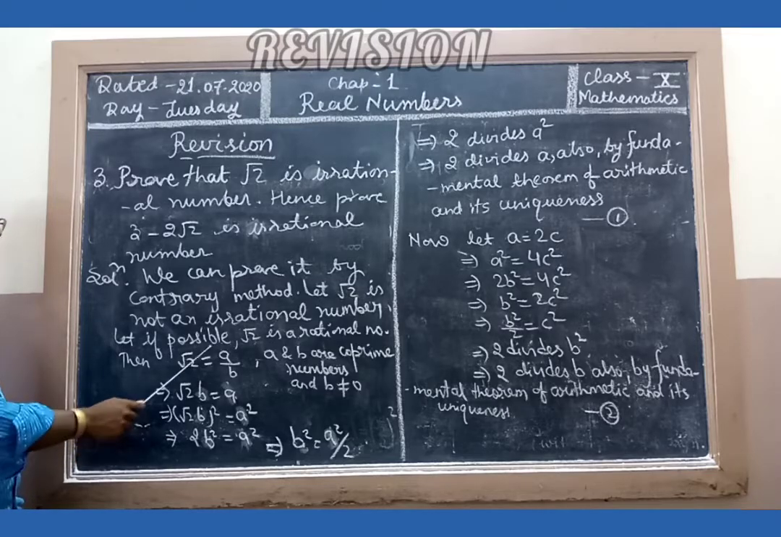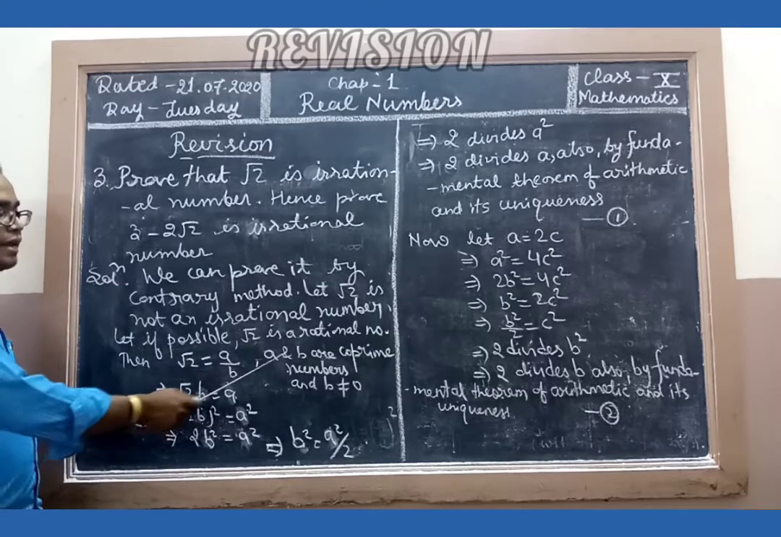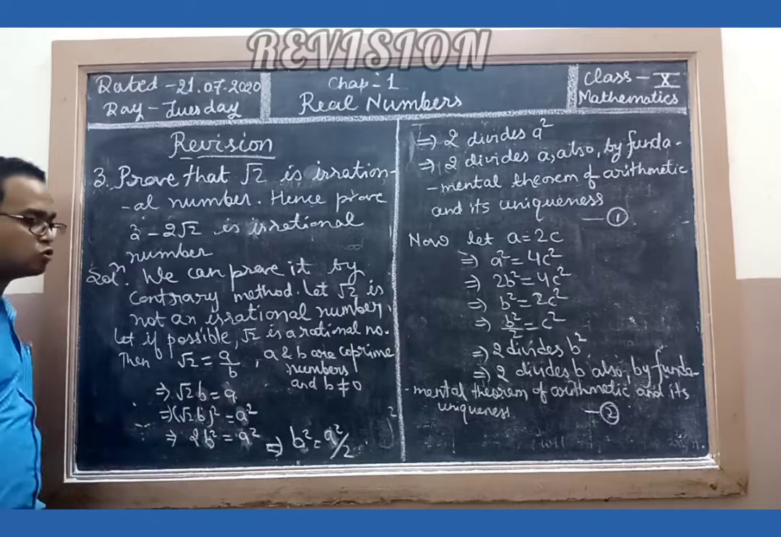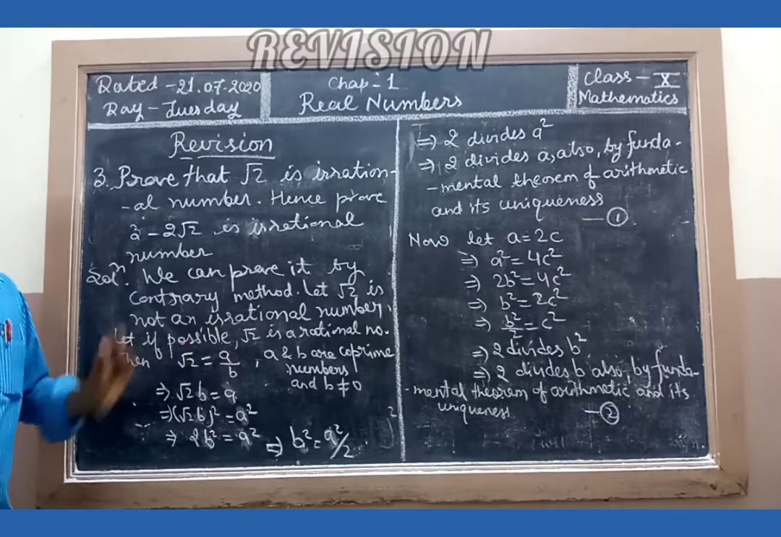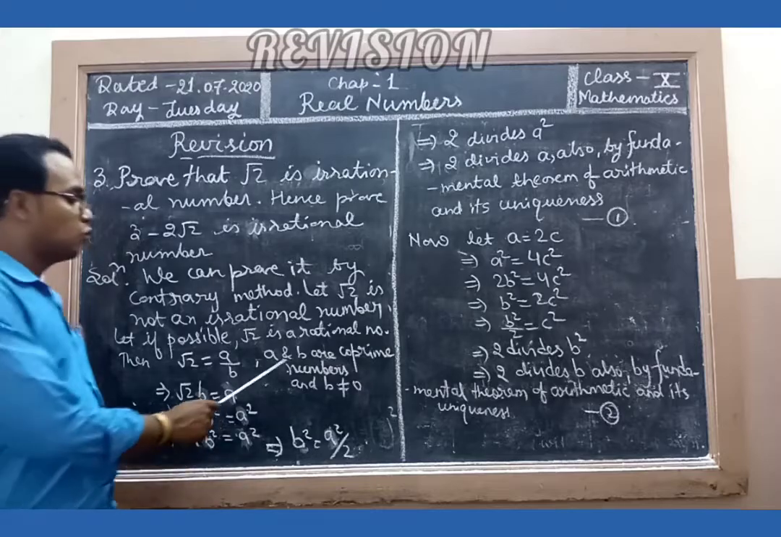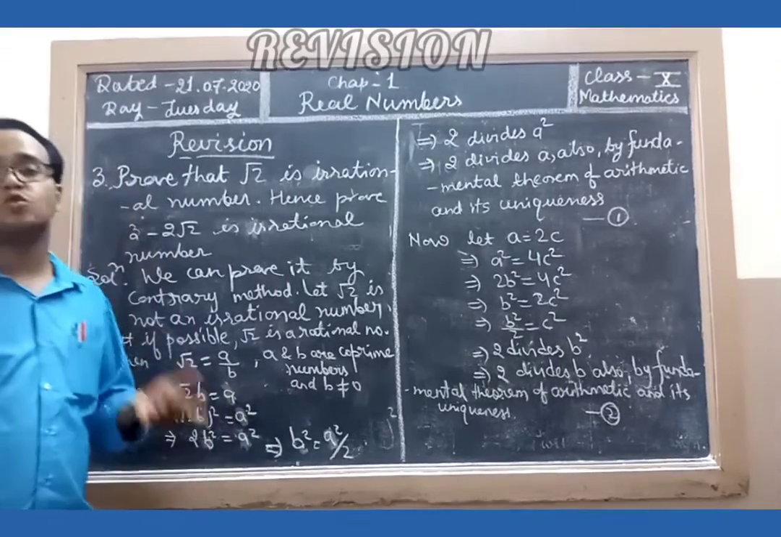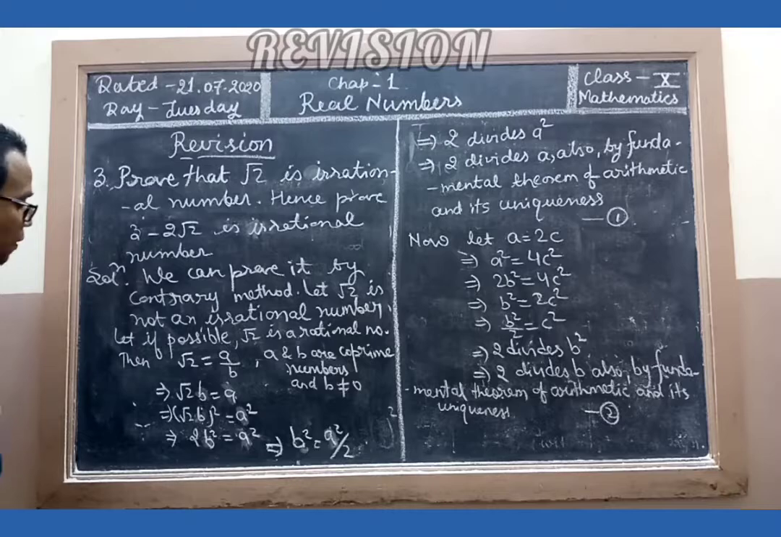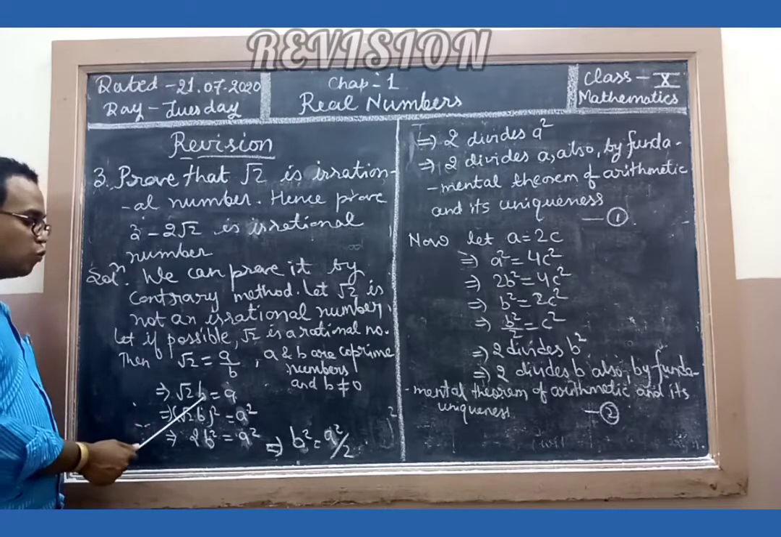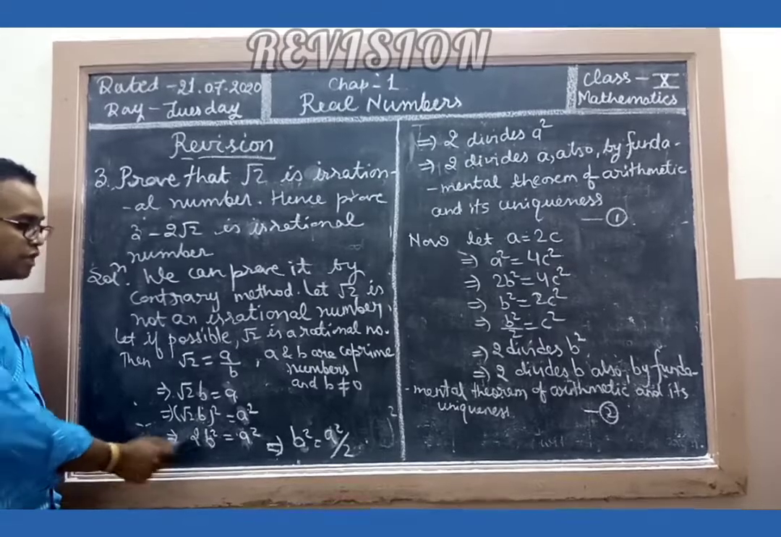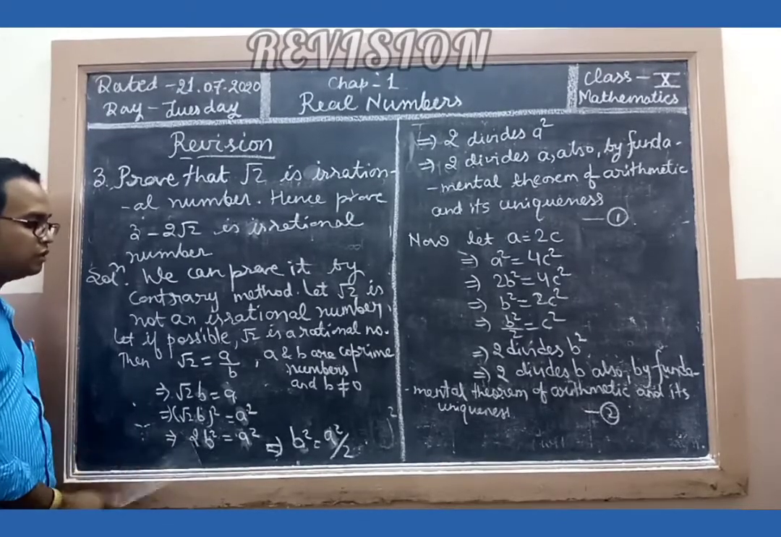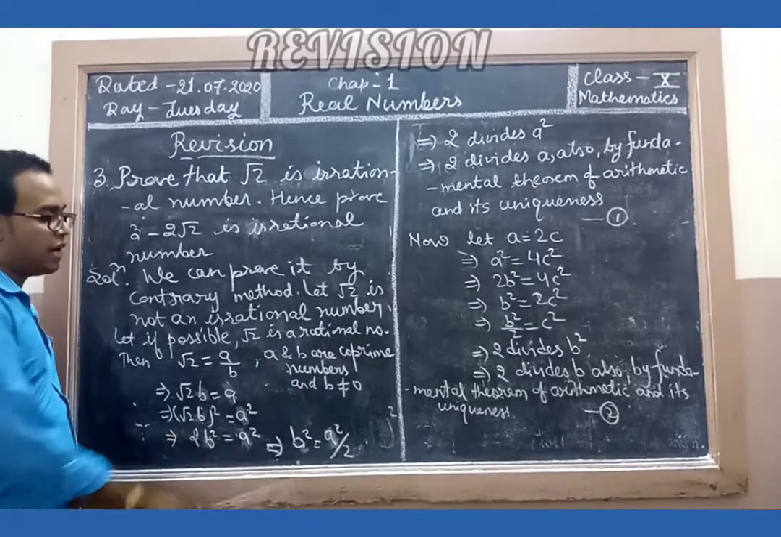Then root 2 is equal to a upon b, where a and b are co-prime numbers and b is not equal to 0. It is in rational number form. Co-prime numbers means the numbers whose HCF is 1. So on cross multiplication, root 2 b equals a. On squaring both sides, 2b square equals a square. It means b square equals a square by 2.